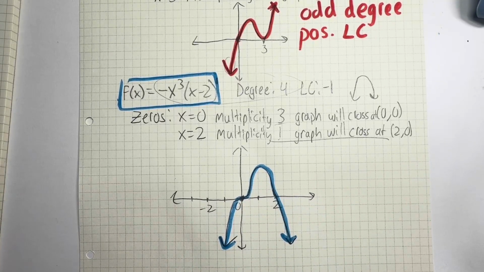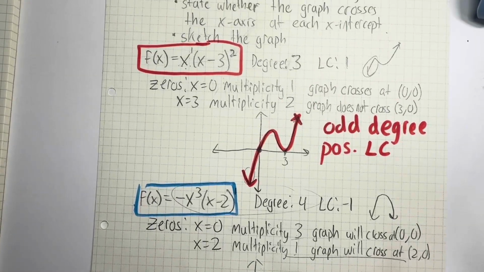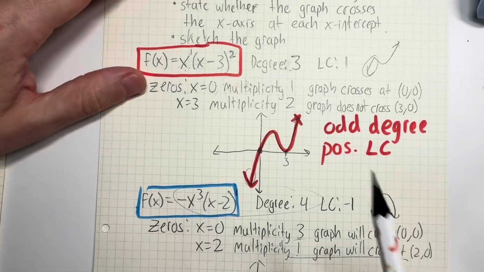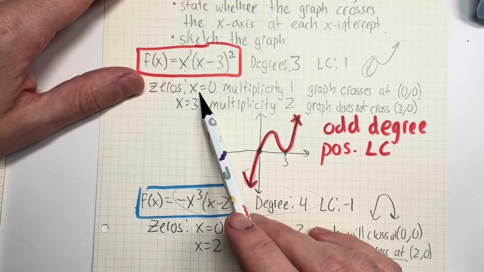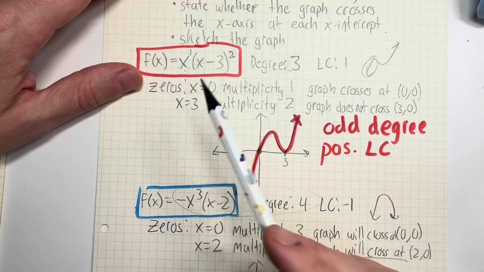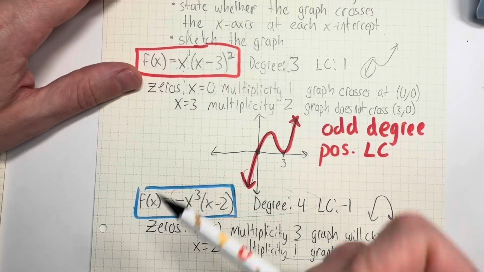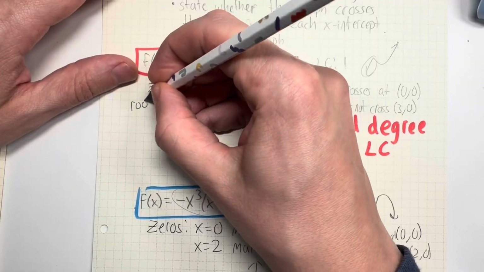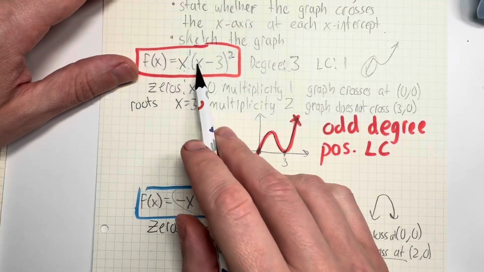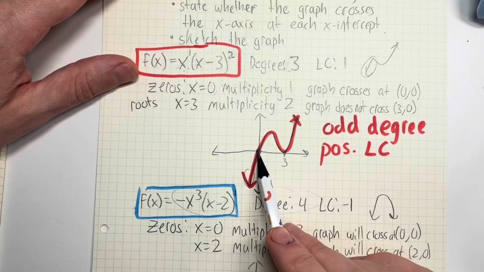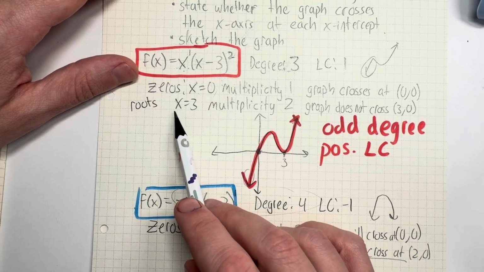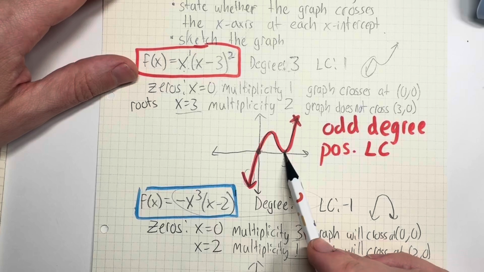Shall I go back and explain? Sure, why not? Right quick. So, remember, zeros are x values where the whole function equals 0. That's the definition of a 0. By the way, other books or sources will call these roots. So this function has a root at x equals 0, means the graph has an x-intercept there. Has a root of 0 at x equals 3, so the graph has an x-intercept there.